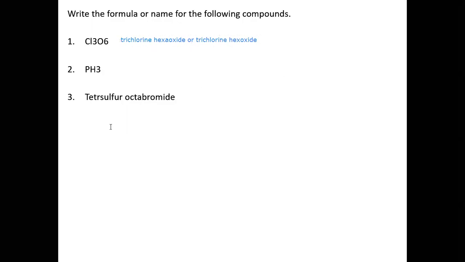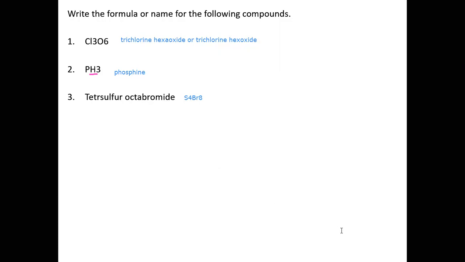pH3, again, is one that has hydrogen in its formula, so it's going to be an exception. So this will be phosphine. And then we want to take the name and write the formula. We have tetrasulfur octabromide. So this tells us we have 4 sulfur and 8 bromine. So the formula is S4Br8.